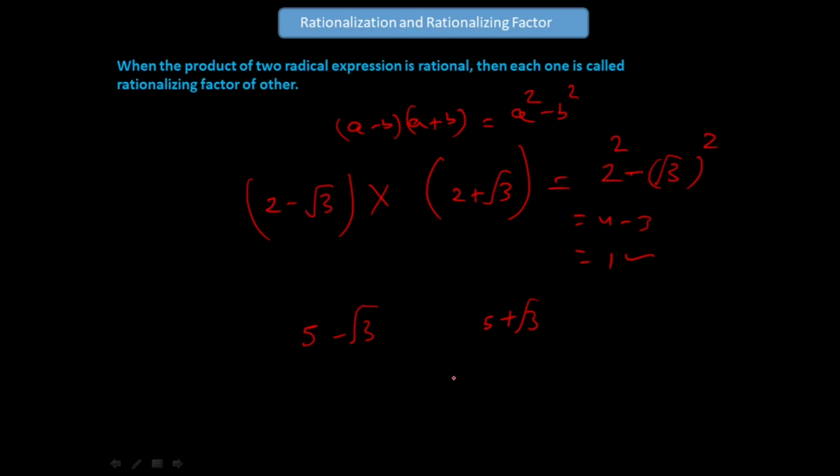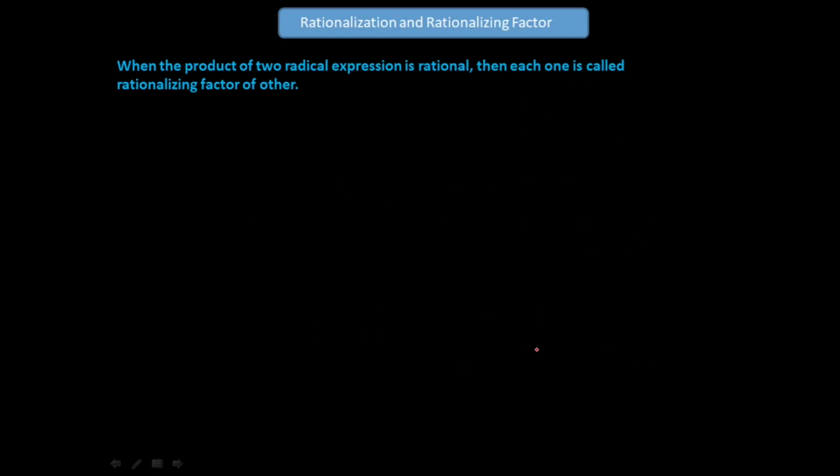I hope this is clear. Let me ask you one more thing. What will be the rationalizing factor of 7 minus under root 2? That will be 7 plus root 2. I change the sign, that's it. If this is positive, that must be negative to find the rationalizing factor. I guess this rationalizing factor concept is clear for everyone. Let's move to the next one.